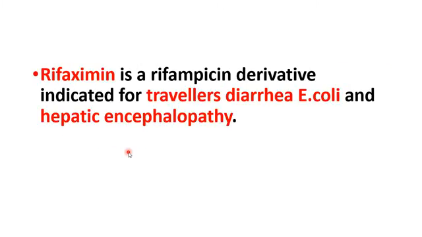And what about rifaximin? Rifaximin is a rifampicin derivative only, but it has no use in tuberculosis. There are only two indications for rifaximin, that is traveler's diarrhea in E. coli and hepatic encephalopathy. Okay, you have to remember these two points as well. Rifaximin is indicated for traveler's diarrhea, E. coli, and hepatic encephalopathy. It has no use in tuberculosis. The only two drugs used in tuberculosis are rifampicin and rifabutin. Okay.